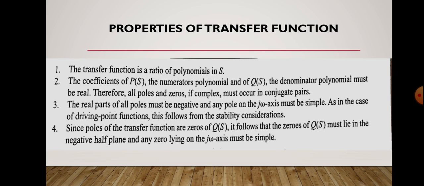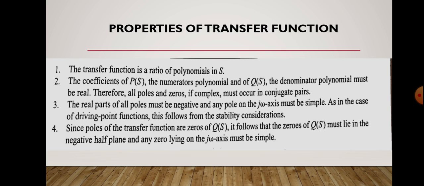The first property is that a transfer function is the ratio of polynomials in s. That is right, because if we are considering the voltage transfer function, it is the ratio of voltage V2(s) by V1(s), and these all are functions of s. The second property is that the coefficients of P(s), the numerator polynomial, and of Q(s), the denominator polynomial, must be real. Therefore all the poles and zeros, if complex, must occur in conjugate pairs.